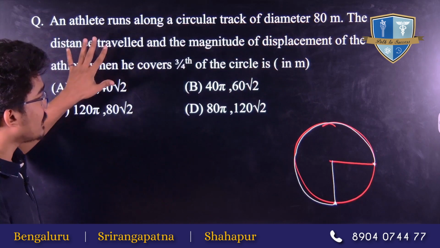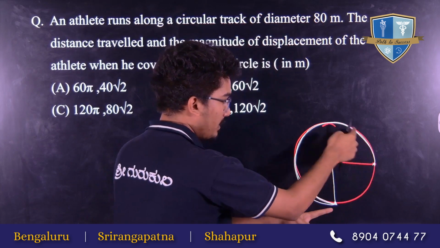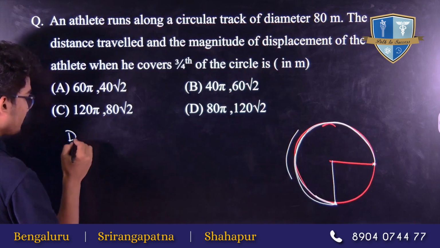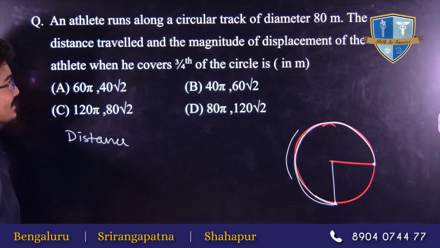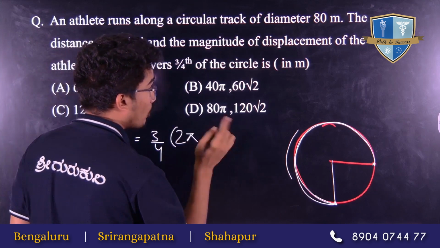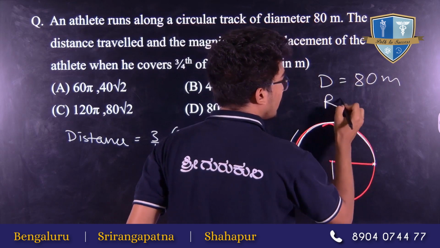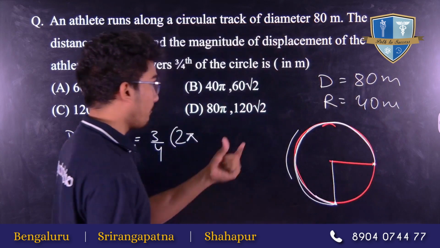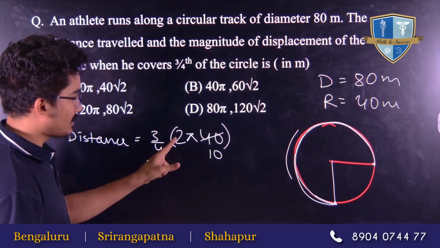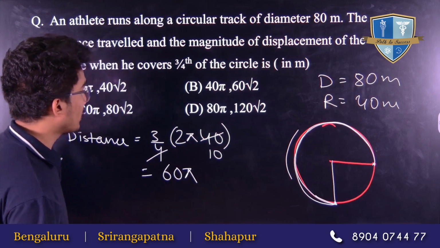Now we need distance and displacement. How much distance he traveled? He traveled this distance, correct? This entire distance he traveled. So from here to here, which is 3/4 part of the entire circumference. So total distance traveled by him will be equal to 3/4 of the circumference of the circle, which is 2 pi r. And what is r? Diameter is equal to 80 meters. So radius will be equal to 40 meters. So 3/4 into 2 into 40, 4 ones are 4, 2 threes are 6, 6 tens are 60, 60 pi. So distance traveled by the athlete will be 60 pi. So our correct option will be A.